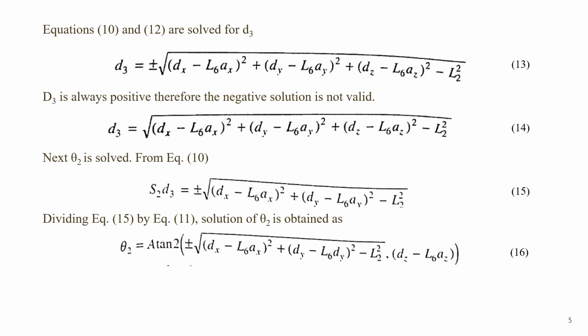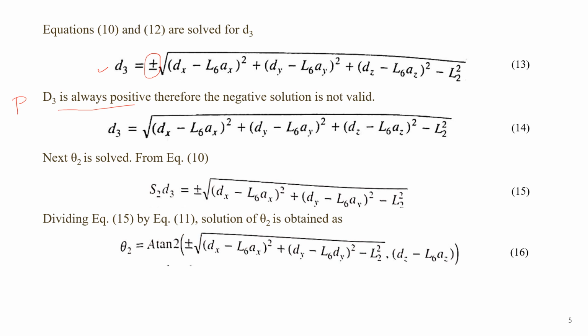So from these 2 equations, you can just solve for D3. So you will be getting D3 as given in equation 13. And you know D3 is always positive, because it represents the prismatic joint variable. D3 is always positive, and so there is no possibility of taking the negative solution in this square root to be valid. So only the positive value of it we will be taking. So D3 is equal to the positive square root value of the expression given in equation 14.